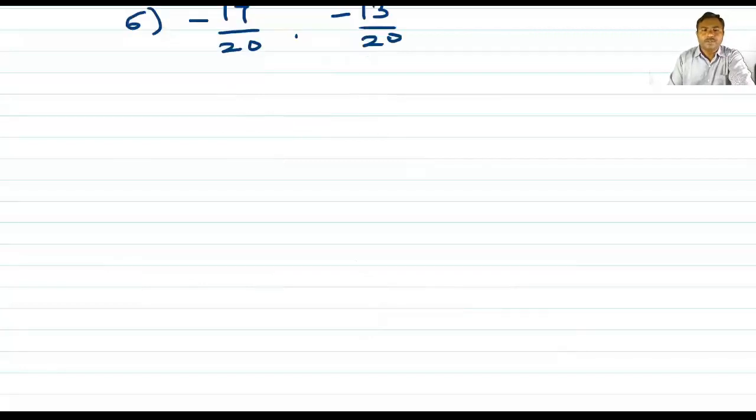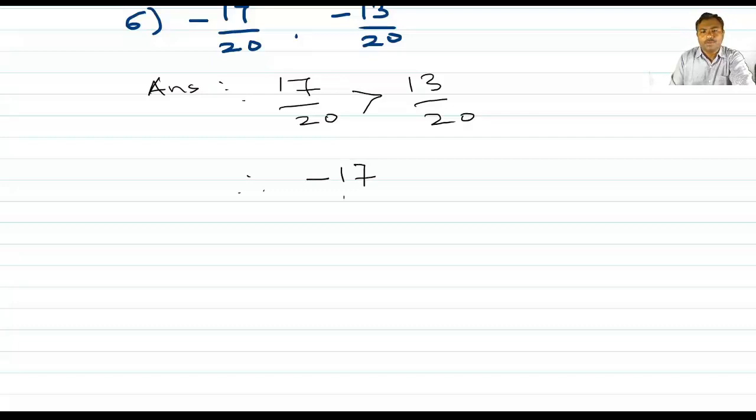Negative 17 upon 20 and negative 13 upon 20. Let us compare the positive numbers first. 17 upon 20 is bigger than 13 upon 20. Therefore, negative 17 upon 20 is less than negative 13 upon 20.